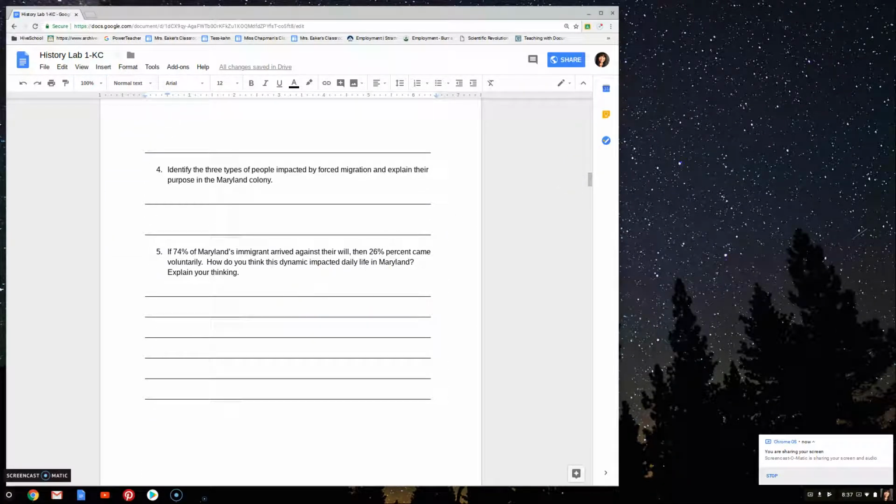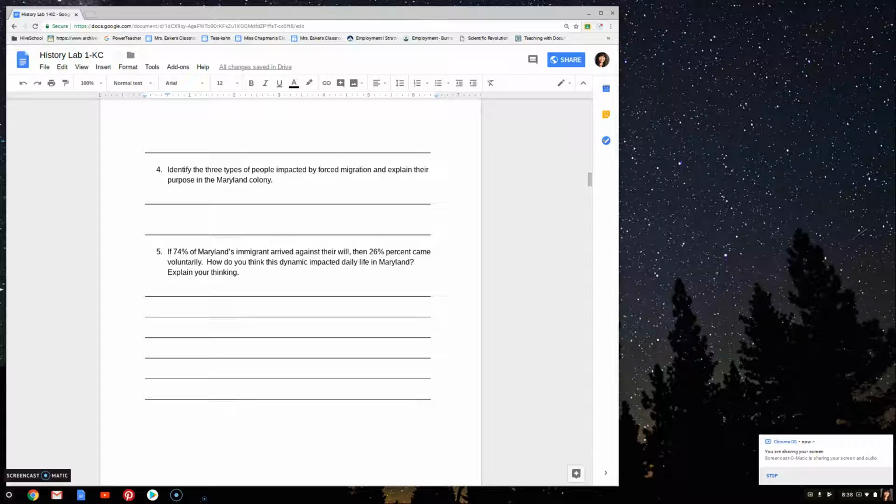The fifth one is going to be your thinker. It's going to be the question that you're probably going to spend the most amount of time on. So this example is, if 74% of Maryland's immigrant arrivals came against their will, then 26% came voluntarily. They came because they wanted to. And I want to know what you think would be true about this relationship, about this dynamic. If you think about it, for every 4 people you see, 3 people are going to be in Maryland because they don't want to be there. Only 1 person is going to be walking around feeling good about themselves.